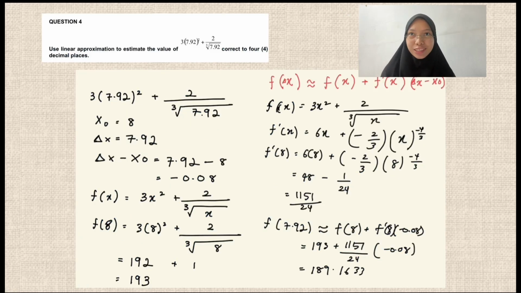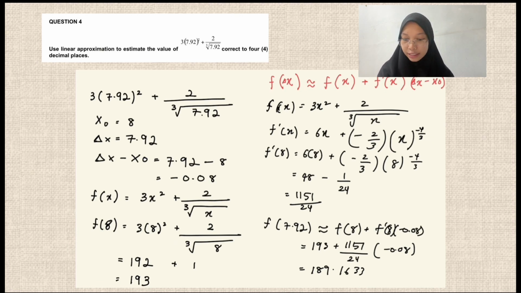So now we will move to our last question, which asks us to find the linear approximation for the expression 3 multiplied by (7.92 squared plus 2 over the cube root of 7.92). Our general equation for linear approximation is f of x equals f of x naught plus f prime of x naught multiplied by x minus x naught. So first of all, we need to find the x naught.